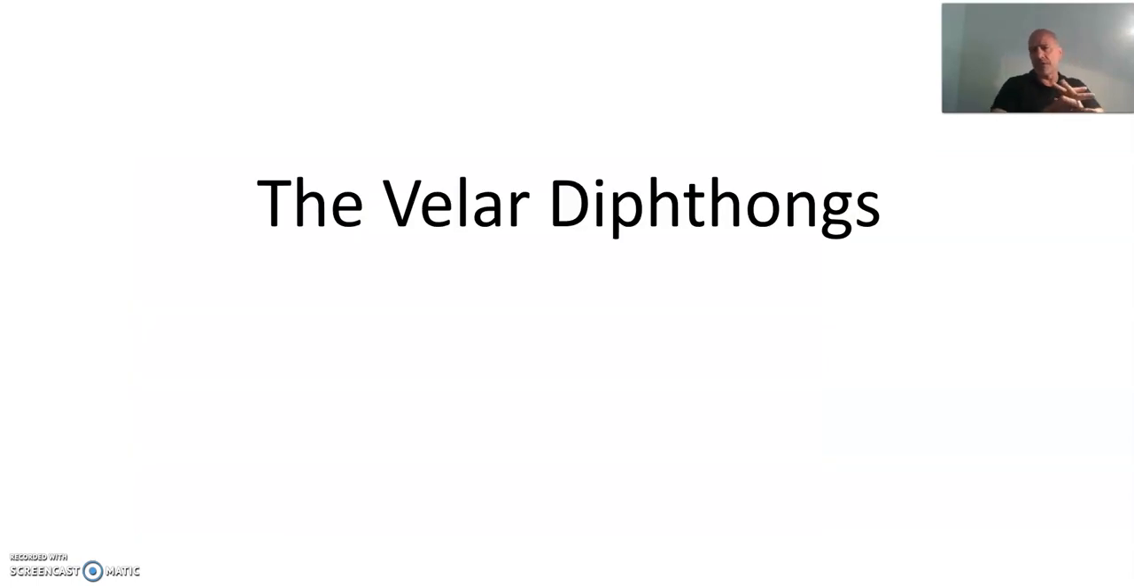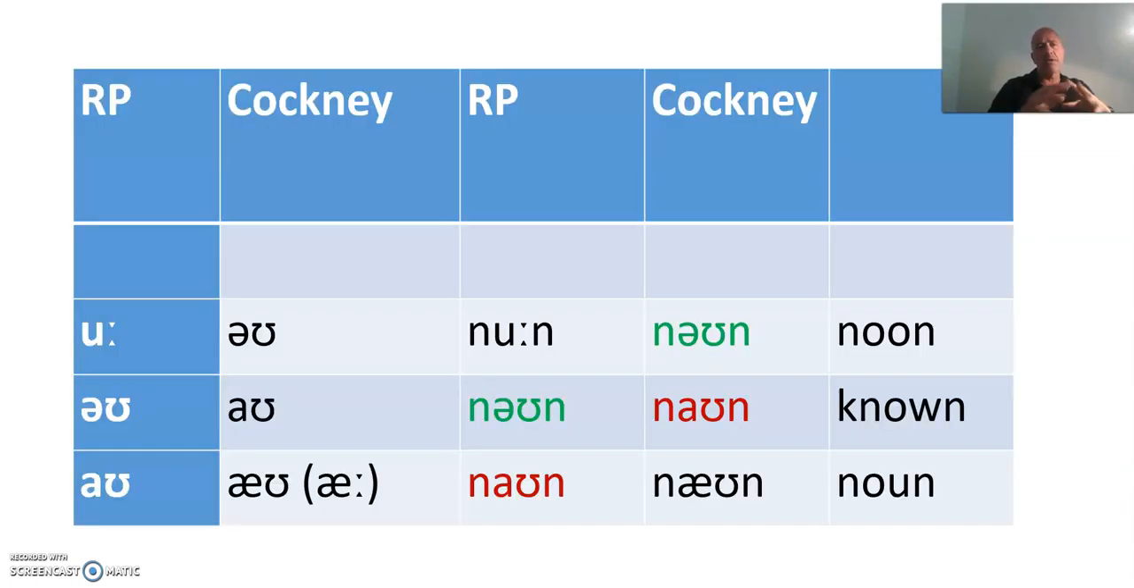Let's come to the velar diphthongs. A table like that, three altogether, velar diphthongs in Cockney this time. If you have long oo in RP, in Cockney you have something like oh. Noon, RP would be noon. When are we meeting? At noon. At noon is RP.